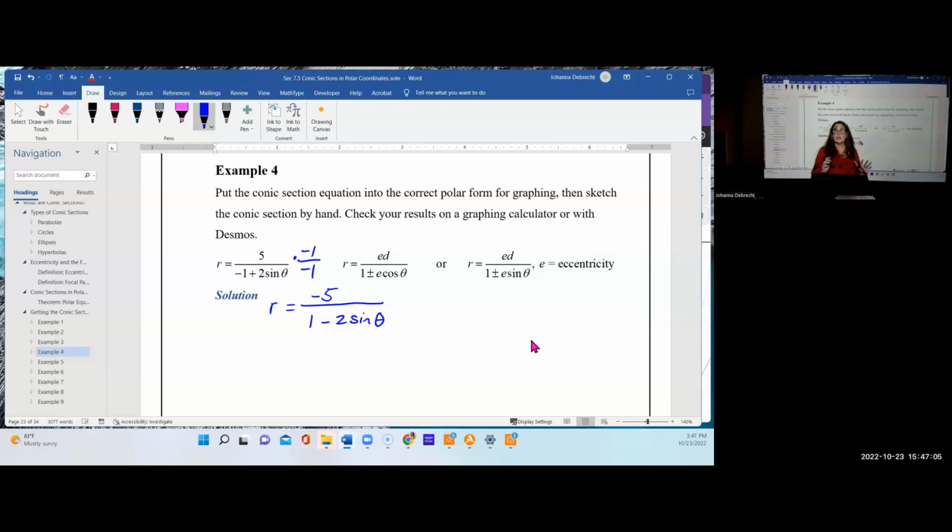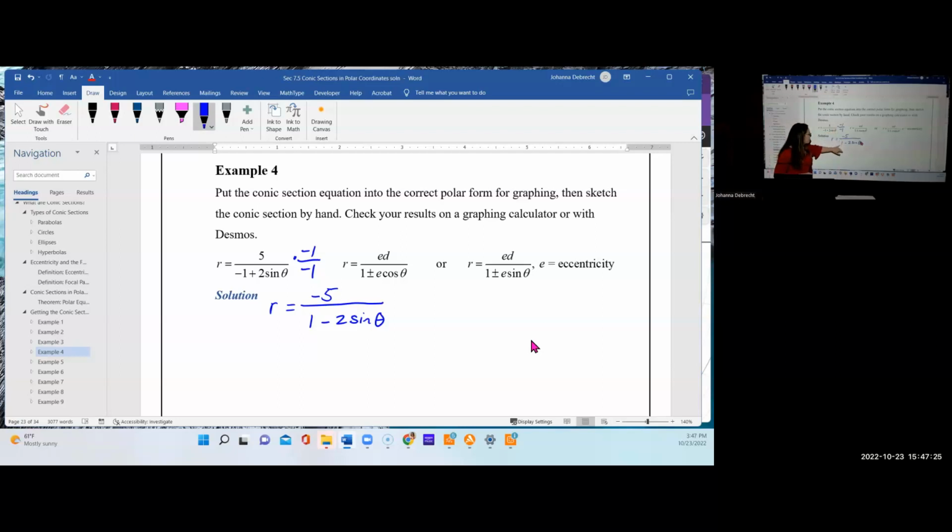All right, so whatever it is, it's running vertically. So it's either an ellipse running vertically, or it's a hyperbola that opens up and down, or it's a parabola that opens up or down. All right, so it's running vertically, and that's because we have sine.